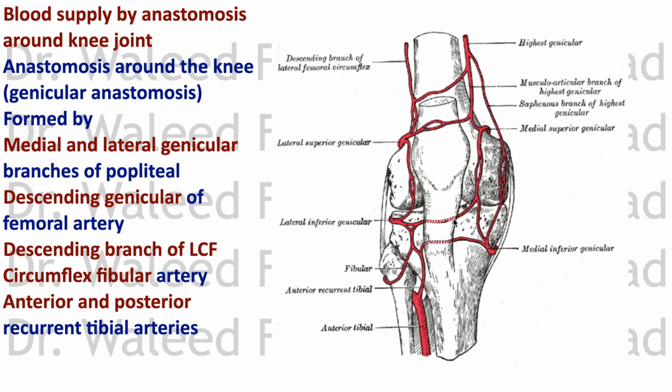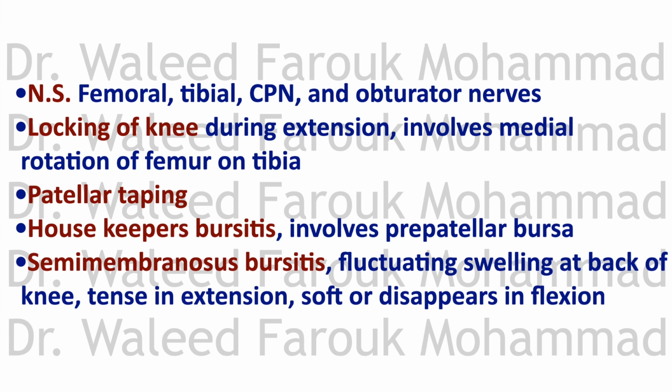This happens because, for example, when we sit with the knee flexed, when we sit on our knees, some of the vessels will be occluded, but the blood supply will be continuous through the other components of the anastomosis around the knee joint. Okay, nerve supply of the knee joint: like Hilton's law, for any muscle that acts on a joint, its nerve supplies the joint. So expect supply from the femoral, tibial, common peroneal, and obturator nerves.